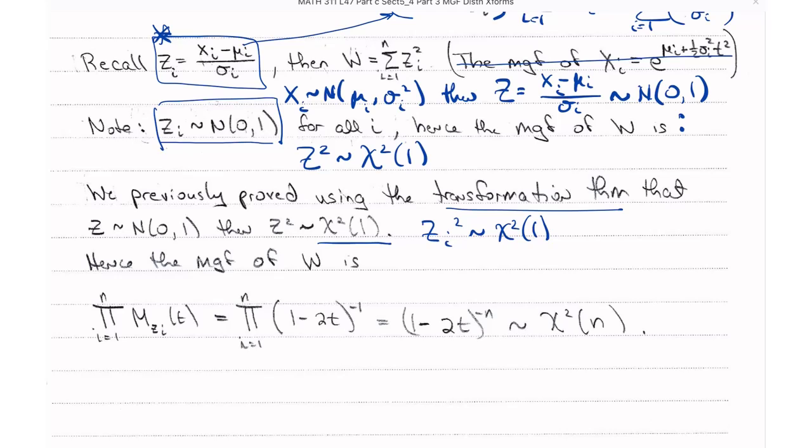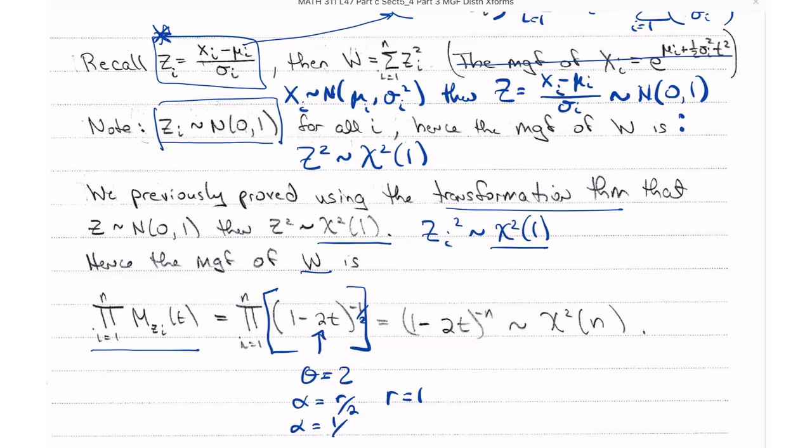Now, that means that the MGF of w, because all of these are independent chi-squares, is the product of the MGFs of zi squared at t, and this is the MGF for a chi-squared distribution. Remember, it's a gamma with theta equals 2 and alpha equals r over 2. And I believe I've left out a half here. It's a chi-squared 1, so r equals 1, so alpha equals 1/2.